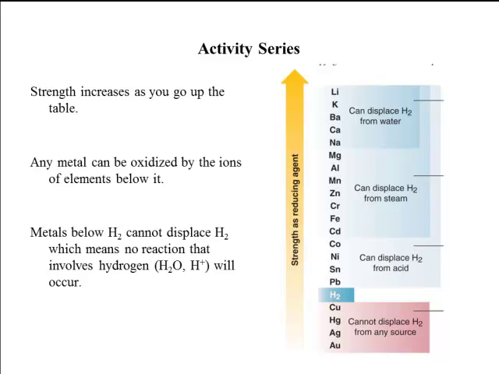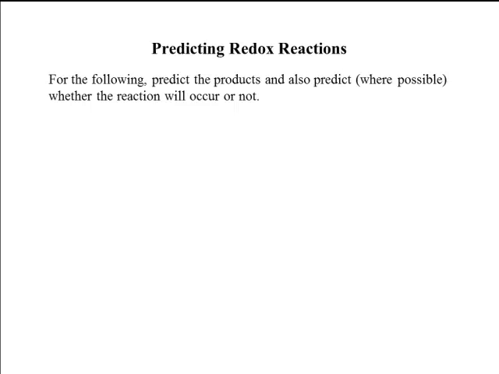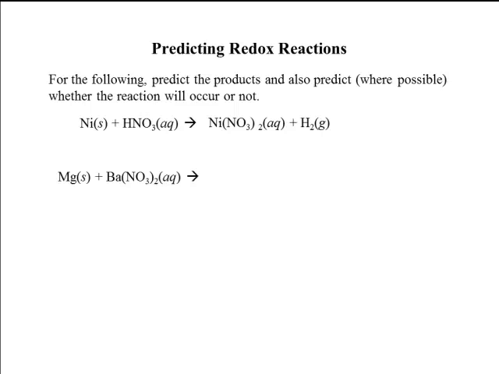So let's use this table to predict products. Alright, so if I have nickel and HNO3, what would I form? Well, I'd form nickel nitrate and H2 gas. If I look back on that table, nickel can displace hydrogen from an acid. Alright, magnesium with barium nitrate. Well, if I look at that table, barium is higher up than the magnesium, so there's going to be no reaction.